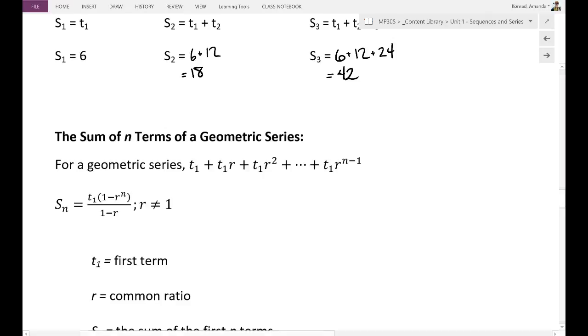Now remember that r cannot be 1 in this case because, anyone guess why? Our denominator. 1 subtract 1 is 0. Nothing can be divided by 0. So r must not be 1. So our geometric series cannot be all the same number. Before we had said r can't be 0, now r cannot be 1 either.